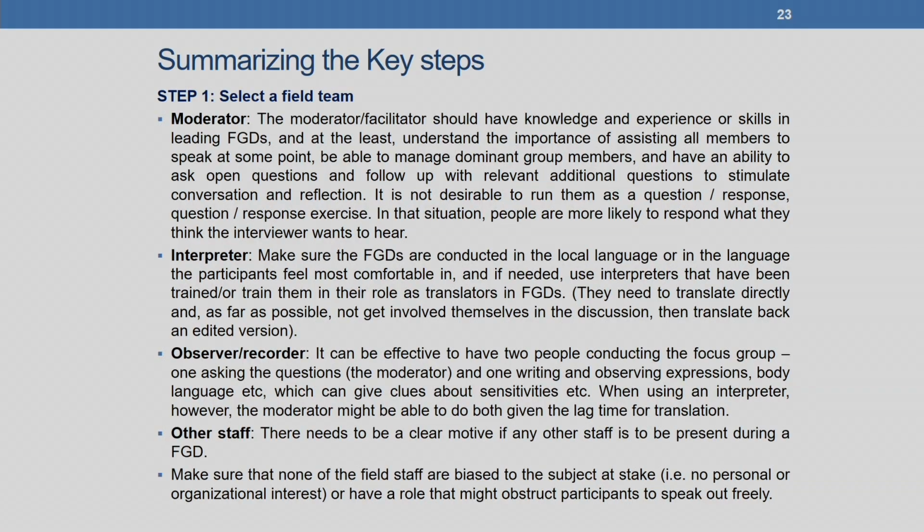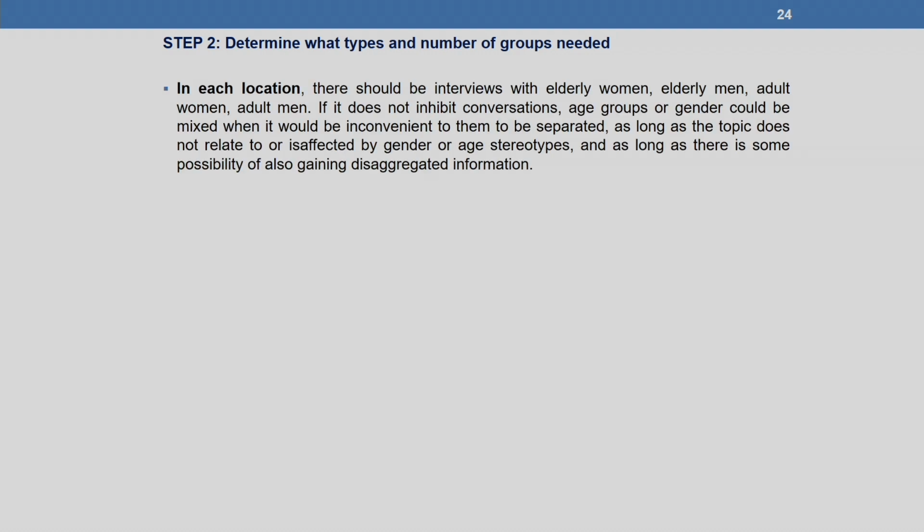We must also make sure that none of the field staff are biased to the subject at stake. There is no personal or organizational interest or role that might obstruct participants from speaking out freely. Step 2 is to determine what type and number of groups are needed.